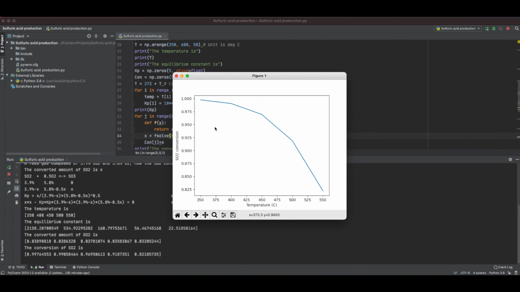I hope this is a good example to show how thermodynamics can affect the conversion of a catalytic reaction.